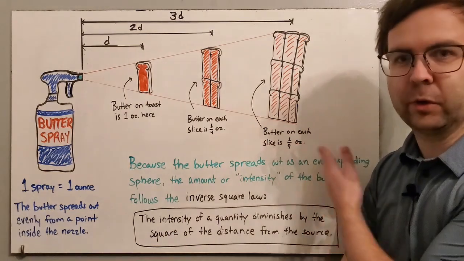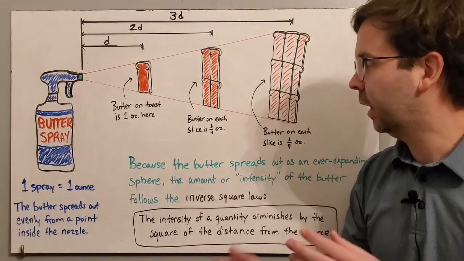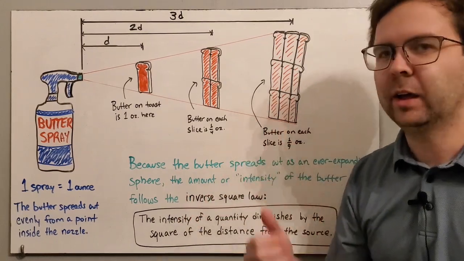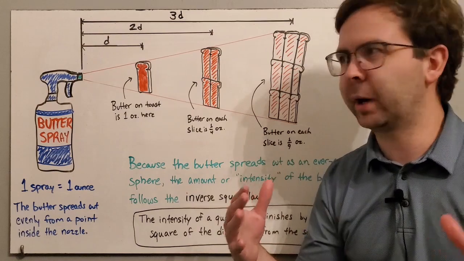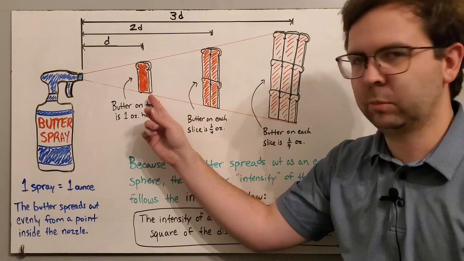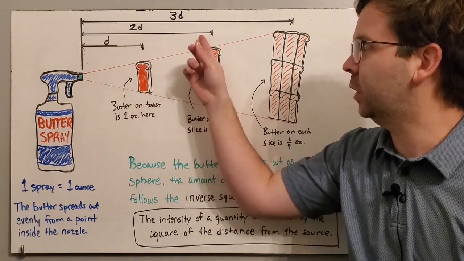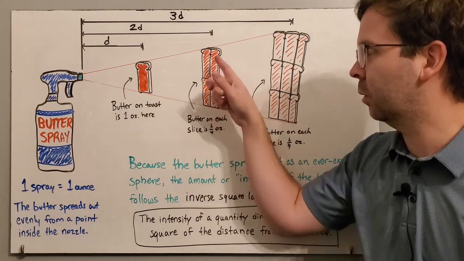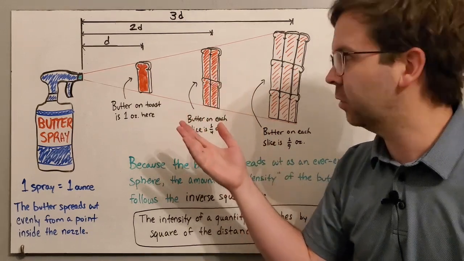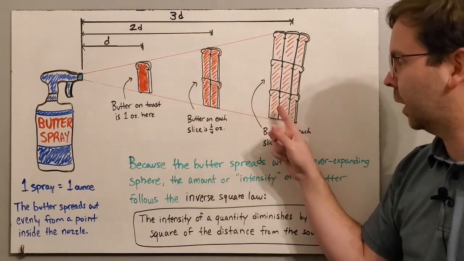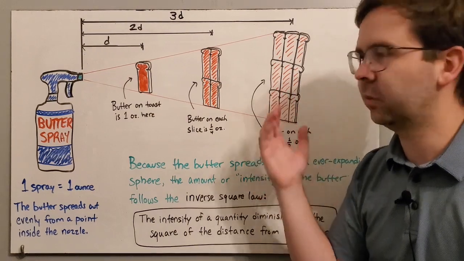We could go another unit of distance further than this, and it's going to have to cover 16 slices of bread instead of just 9. And that's because we're following a square pattern here. A distance of just 1D would be 1 piece of toast. A distance of 2D would be 2 pieces of toast, but a square, making 4 total slices. And then a distance of 3D would be 1, 2, 3 by 1, 2, 3 square, which makes 9.